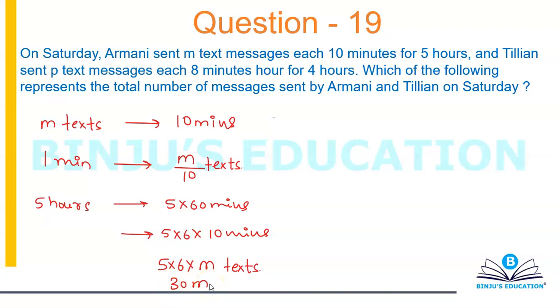So M texts in 10 minutes. 5 hours is 5 into 60 minutes. So in 5 into 60 minutes, that is 5 into 6 into 10 minutes. So that is 5 into 6 into M texts. Simply going step by step, that's it, nothing else. So you can conclude that Armani sent a total of 30 M texts.